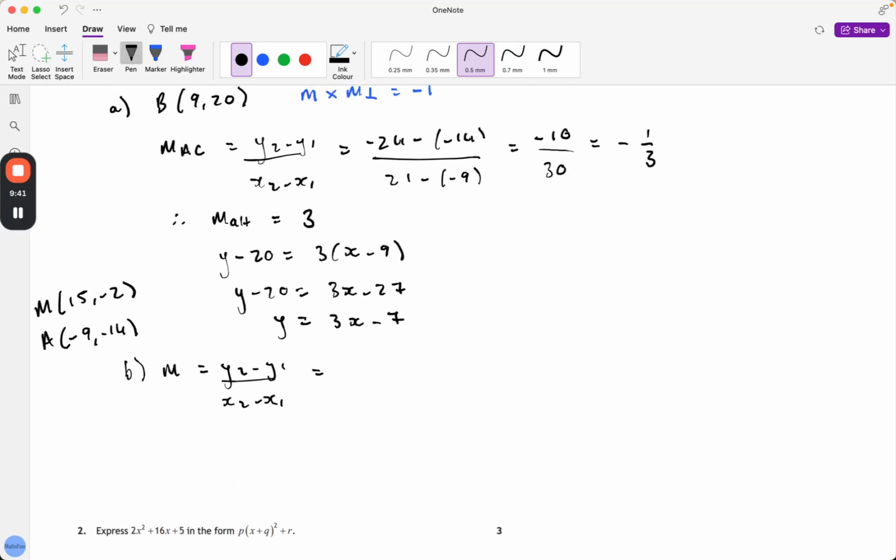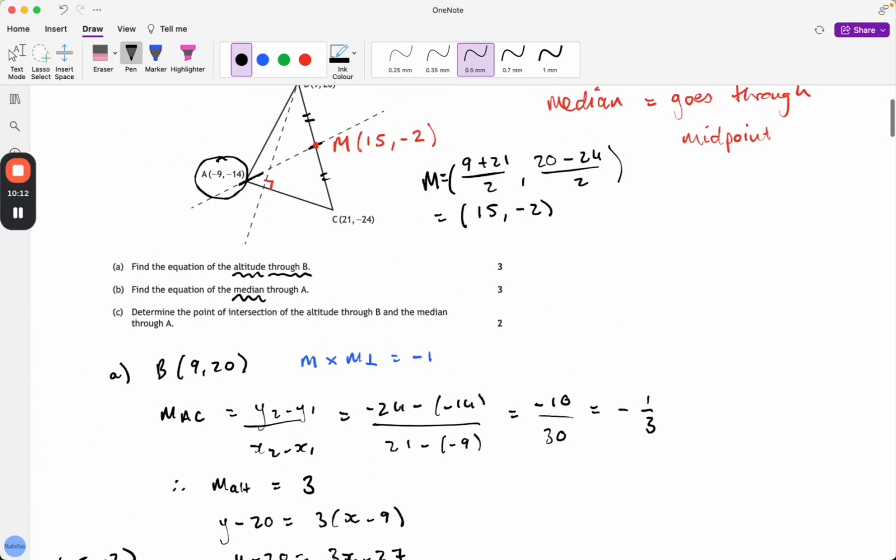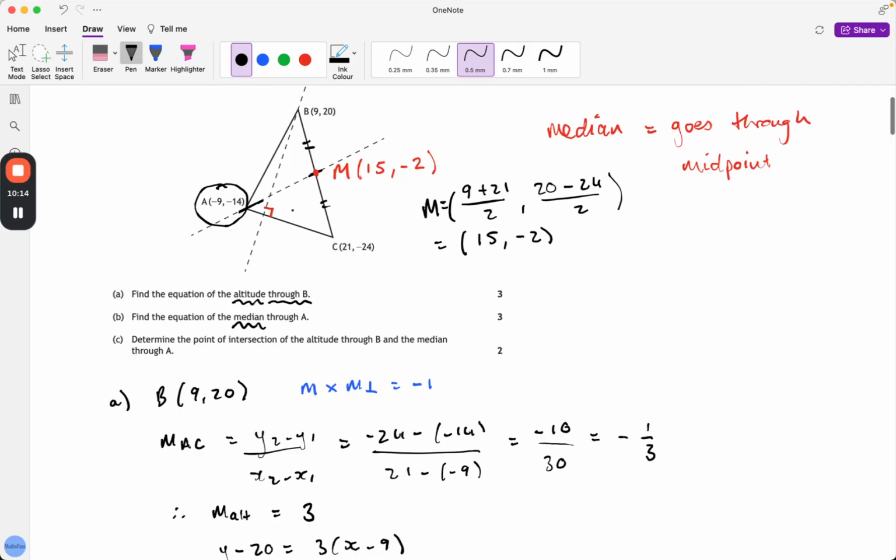So if we do y2 minus y1, then you can get minus 2 minus minus 14 over 15 minus minus 9. And then minus 2 plus 14 is going to give you 12, and then 15 plus 9 is going to give you 24. We can then divide the top and the bottom by 12, and that is going to give you a half. So we know the gradient of our median there is a half, and you can just double check that you think that's roughly right as well.